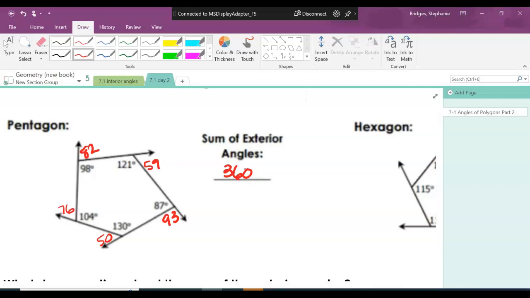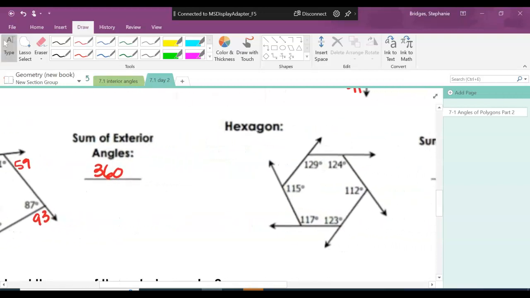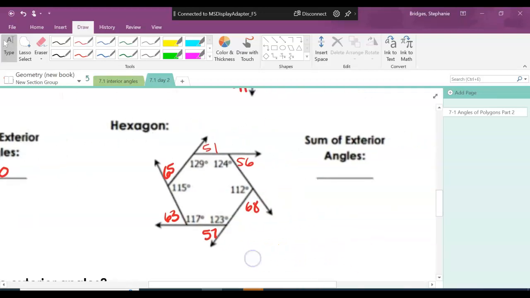Let's see if the same thing happens with my hexagon. Let's see, that's going to be 65, 63, 57, 68, 56, and 51. So I'm going to start, let's see, 63 plus 65 plus 51 plus 56 plus 68 plus 57. What did we get when we added all those together?